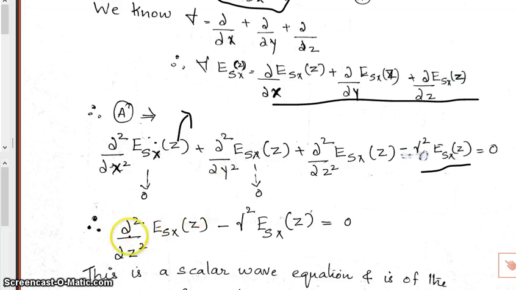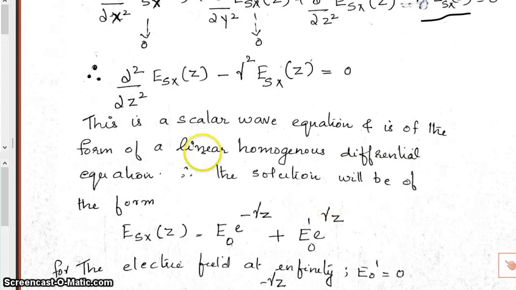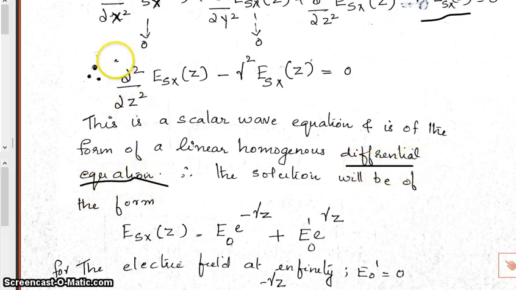So I can write dou square by dou z square of Esx of z minus gamma square Esx of z is equal to 0. Now this is a scalar wave equation and is of the form of linear homogeneous differential equation. So this is a differential equation. So now in order to find out the solution, you have to go to the solution of differential equation which you studied in your mathematics paper, which is not required here.